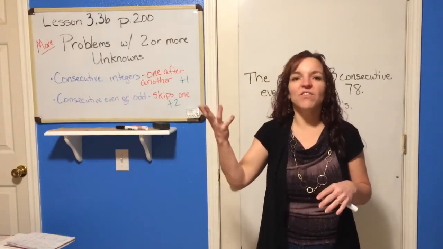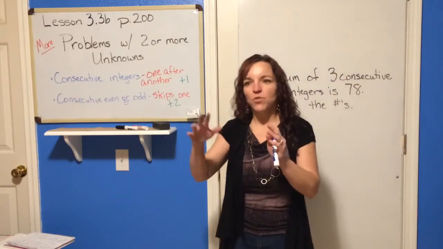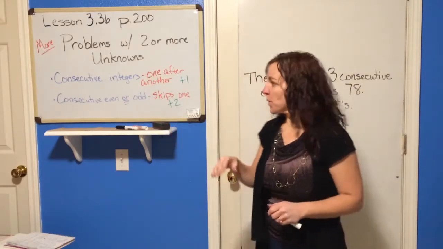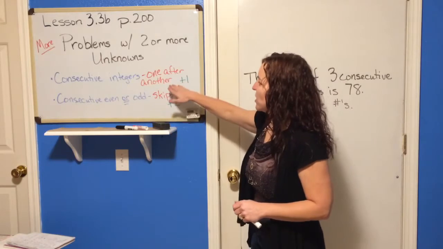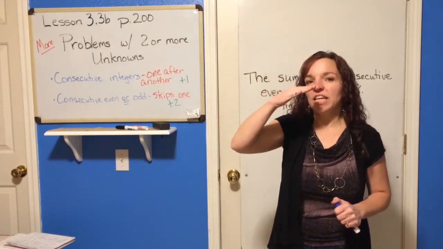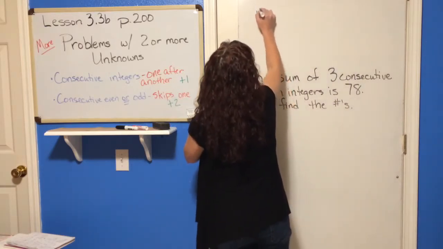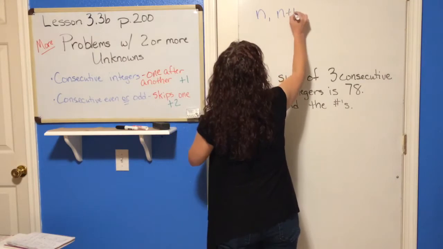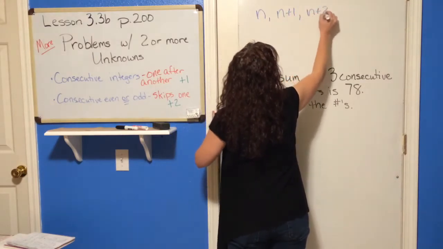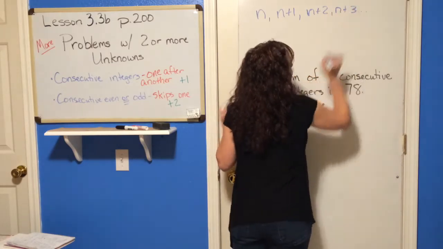So if you start with 5, the next number is 6, 7, 8, and so forth. -3, -4, -5, -6, and so forth. So consecutive integers are one after the other, so you would simply add 1 to each unknown. So if you were looking for consecutive integers, you would have n, and then you have n plus 1, and then you'd have n plus 2, and n plus 3, and so forth.